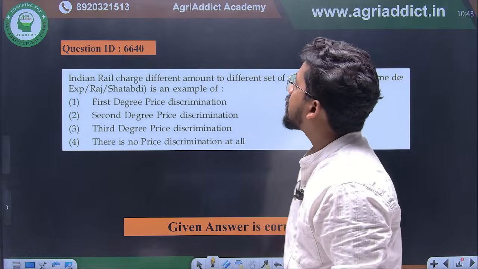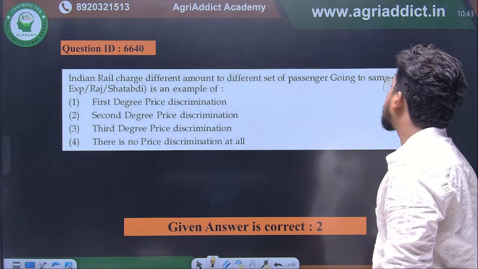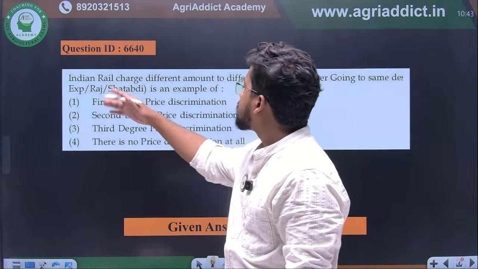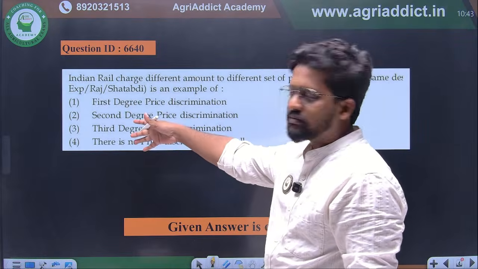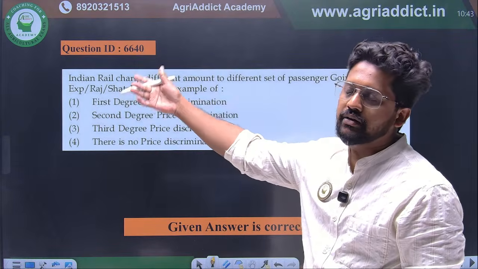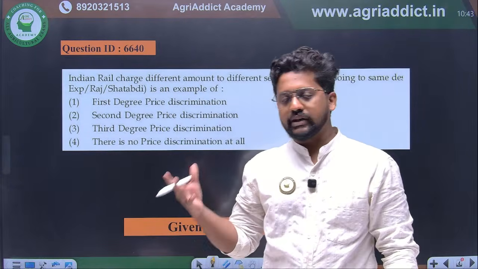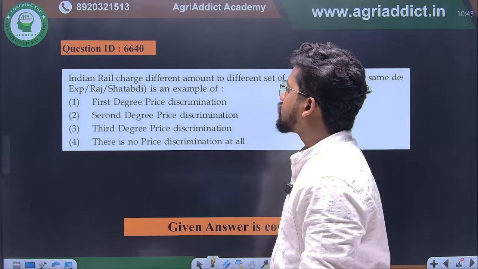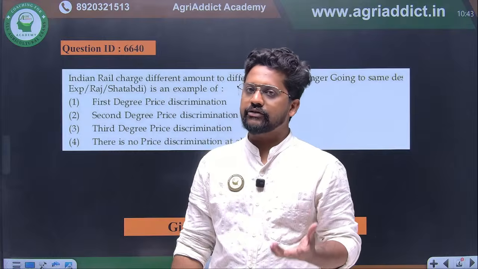So the second question: Indian Rail charges different amounts to different sets of passengers going to the same destination. Like it can be Express, Rajdhani, Shatabdi, which is an example of. There are 3 major price discriminations that we have seen, and the Indian Railway is a monopoly, right? Like there are no private railways and all. So Indian Railway, the Government of India, is the monopoly for the railway. So therefore, for the same train, we are charging different prices.